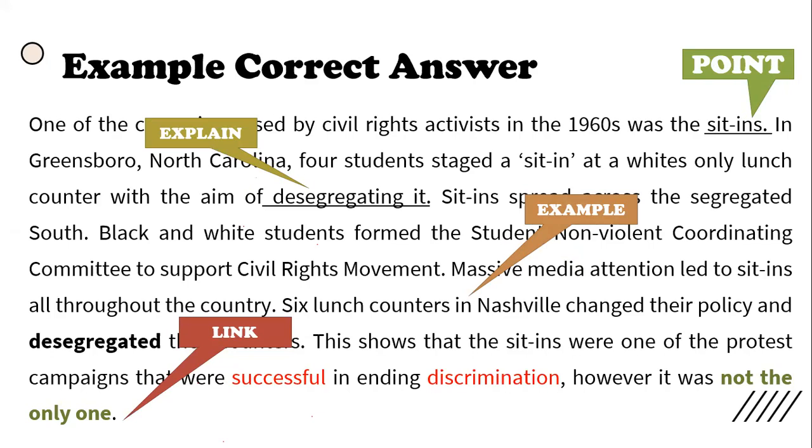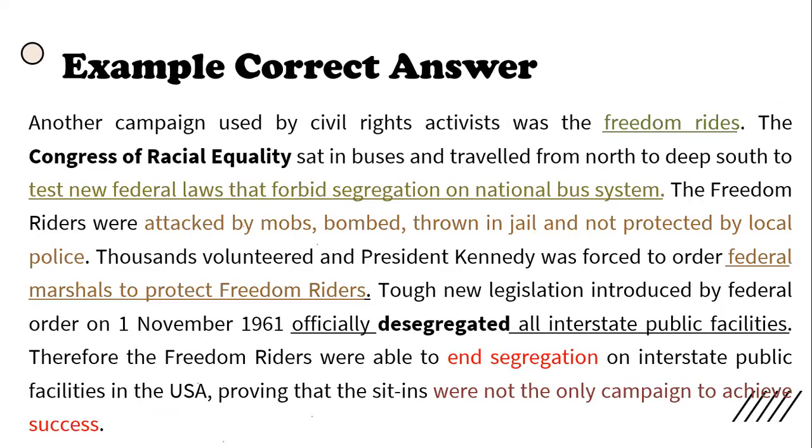And then in ending discrimination. Discrimination was in the question. So I'm using it again in my line of argument. However, it was not the only one. So that ties back to that idea of agreeing or disagreeing. So the question was asking us, do you agree that the sit-ins were the only form of protest that was successful? And now I'm saying in my line of argument, yes, the sit-ins did end discrimination, but it was not the only one. And then you basically just do that all throughout the entire essay.